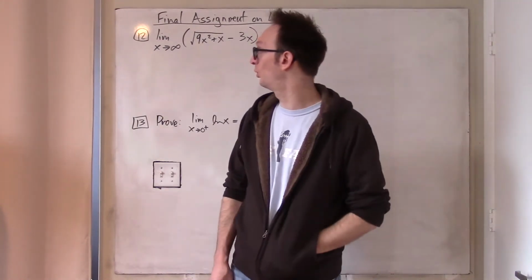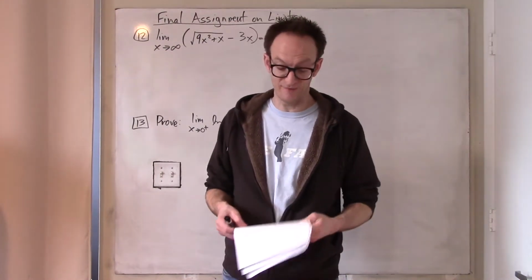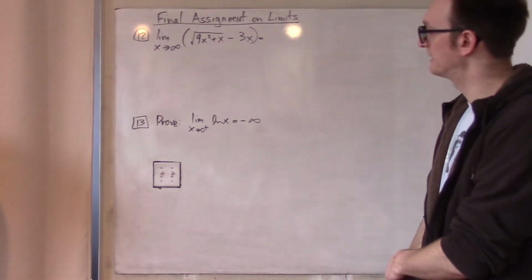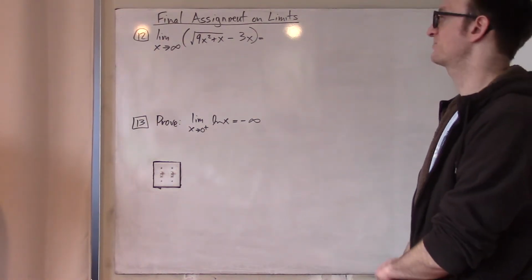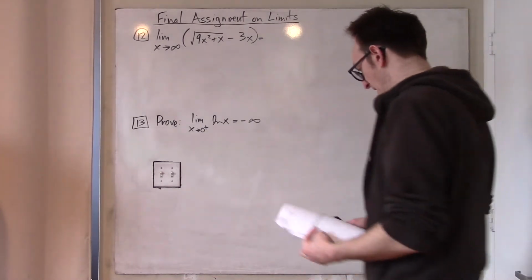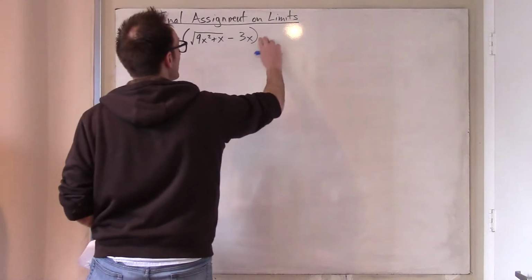Anyway, Zoom School. Instead, I just dropped this packet on you, and you may have found it to be very hard. These two problems are not so hard. Let's go. The limit as x approaches infinity of the square root of 9x squared plus x minus 3x. Well, I don't have a lot to say because we've already done a lot of problems like this.